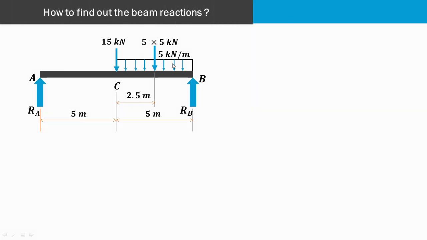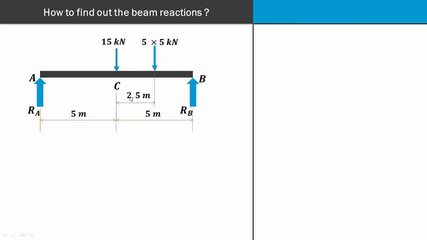Now we'll convert the uniformly distributed load of 5 kilonewton per meter into a point load. So 5 kilonewton per meter means for 1 meter length, the load that is acting is 5 kilonewton. Then for 5 meter length, it will be 5 into 5, that is 25 kilonewton acting at the center of 5 meter length, that is 2.5 meter. So in this way, we have converted the uniformly distributed load into a point load of 5 into 5, that is 25 kilonewton acting at the center of 5 meter, that is 2.5 meter length.